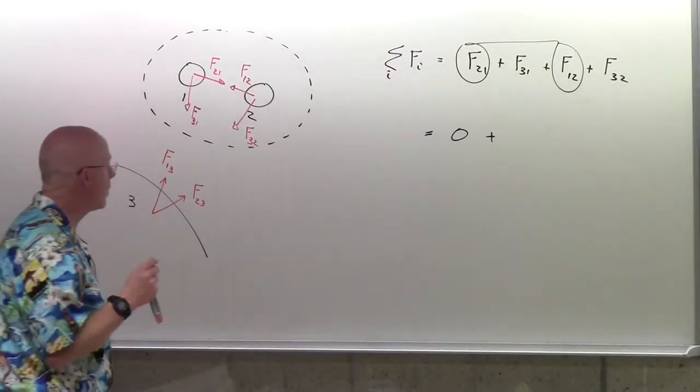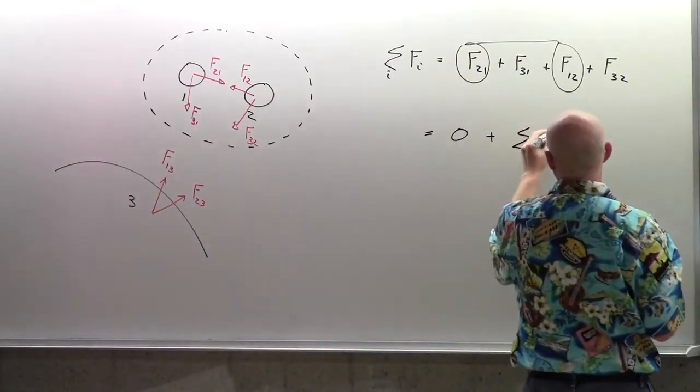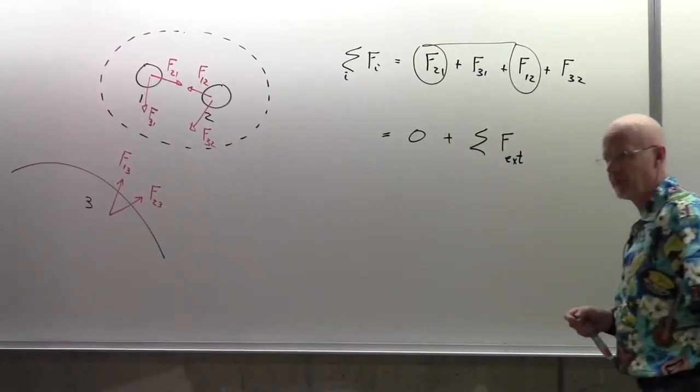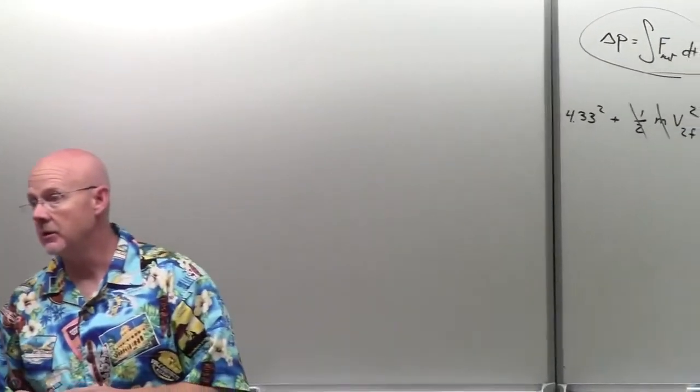That's a nice way of saying that the sum of all the forces on my system is really equal to the sum of all the external forces. This is really kind of nice. Finding out what happens to our object means we only have to pay attention to the outside forces. And so whatever is going on between the Earth and the Moon, I don't need to know anything about it.